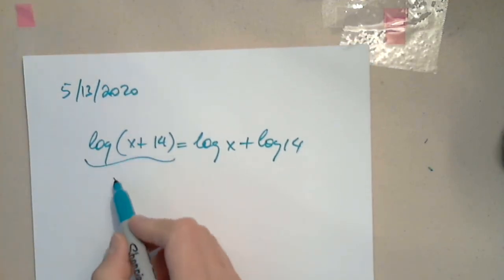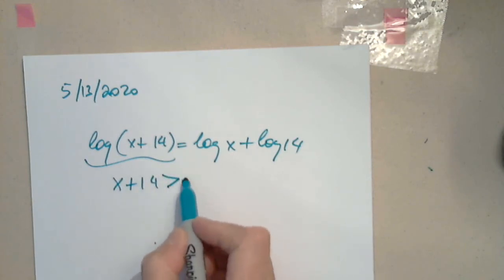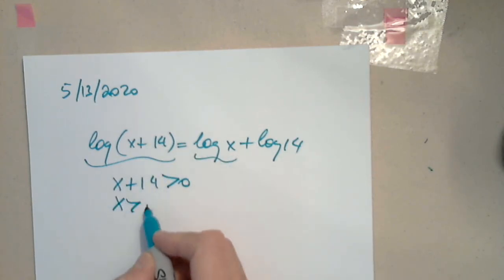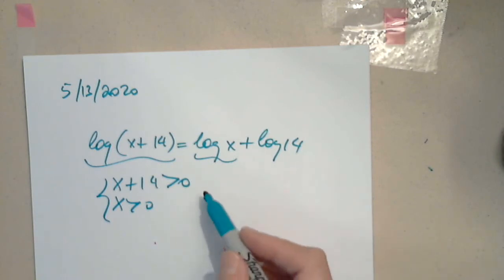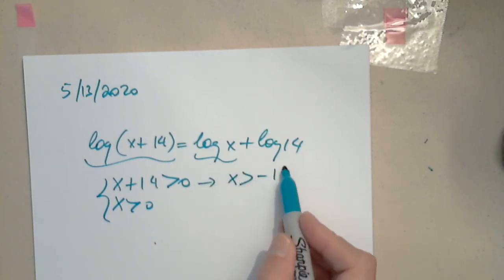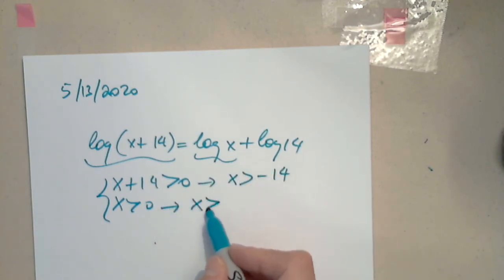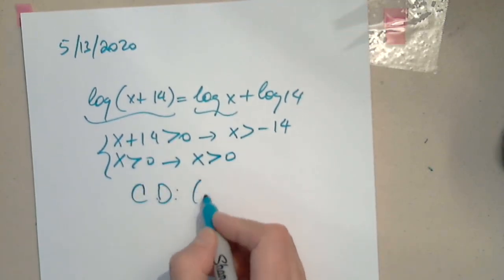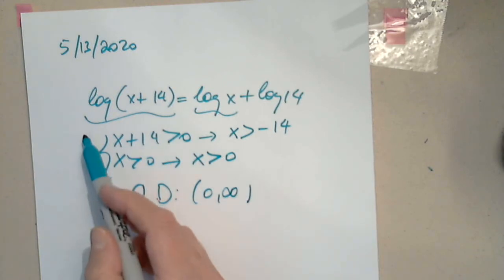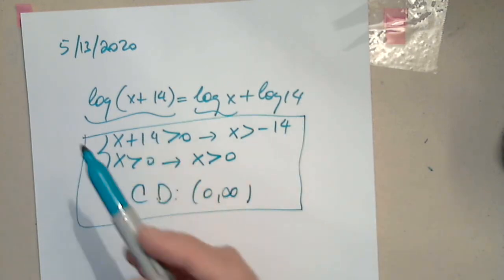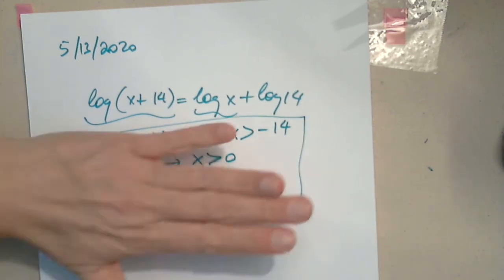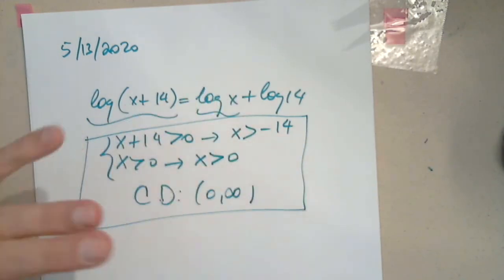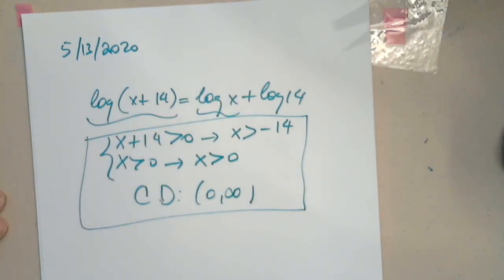So, of course, I recommend writing the common domain first. x plus 14 is greater than 0, so x is greater than negative 14. x is greater than 0. So obviously the common domain will be 0 to infinity. Any questions on any of this? You can also say, I don't want to do this, but I promise to go back and check. Either one. It's up to you.